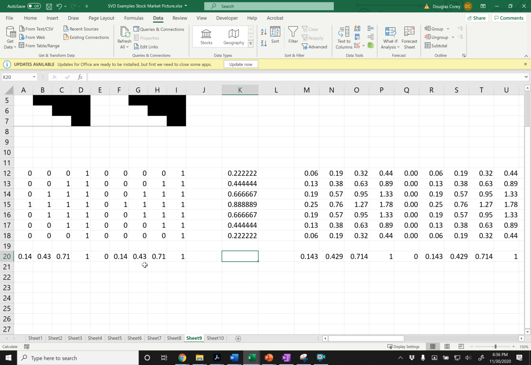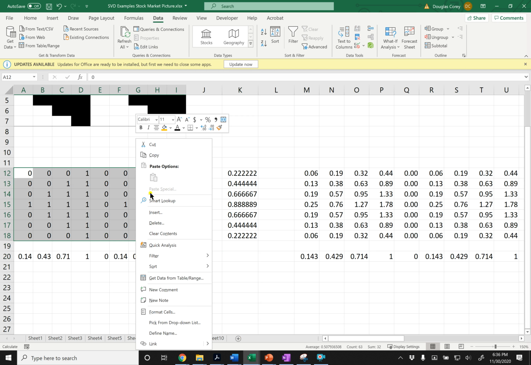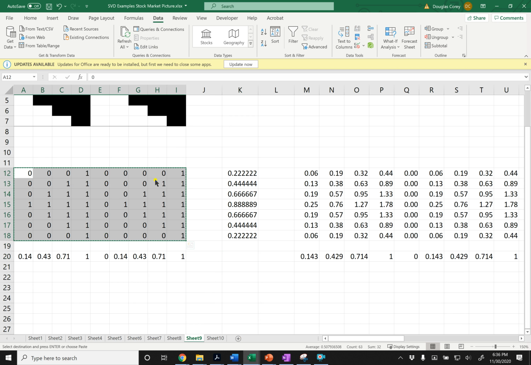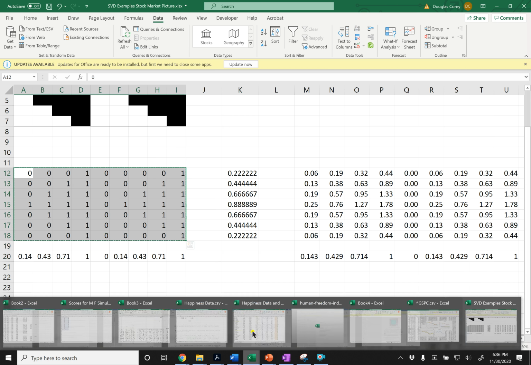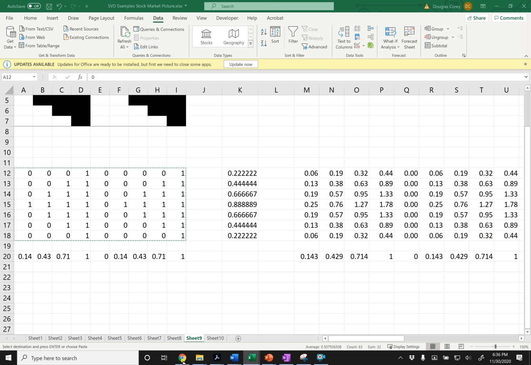So if you Google singular value decomposition online calculator, you can find calculators that will do this for you.